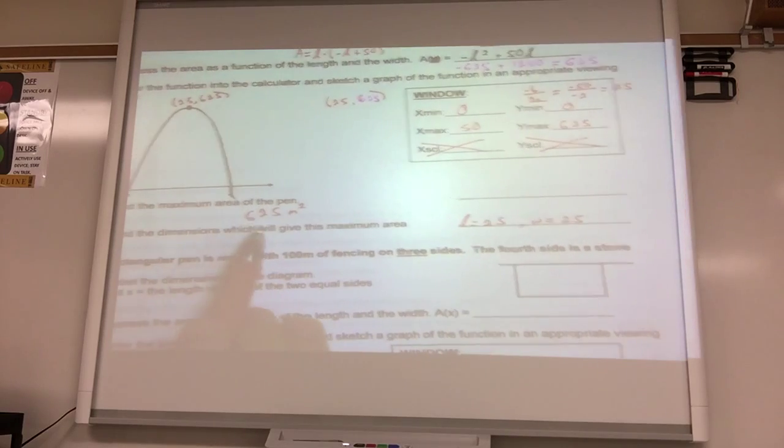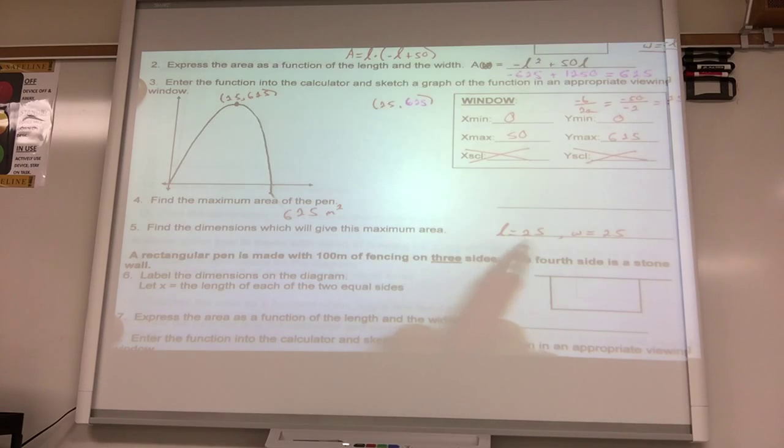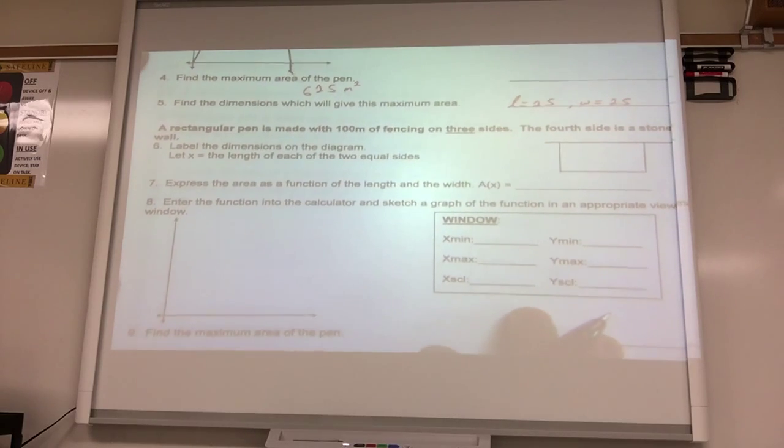So find the maximum area of the pin. That's 625. Find the maximum, or find the dimensions that create that maximum. Length is 25, width is 25. Okay, so that's one complete problem. Now I'm going to go through the second one with less explaining so you guys can get the big picture. I like the second one because it takes a little bit more thinking.